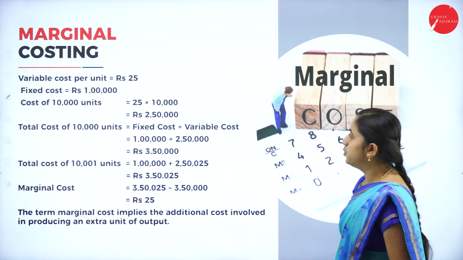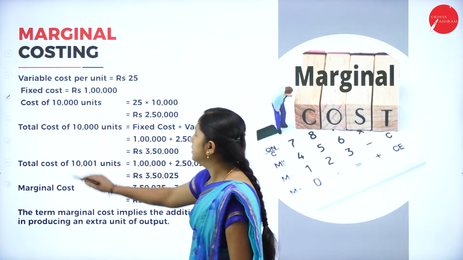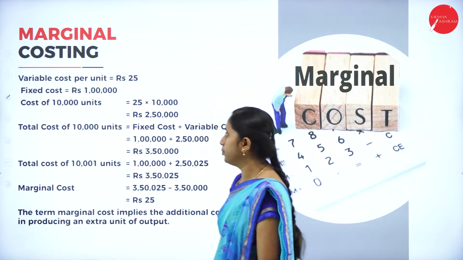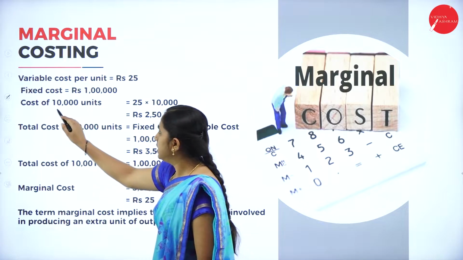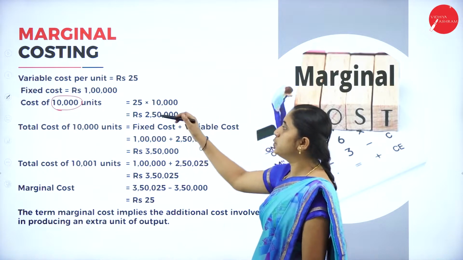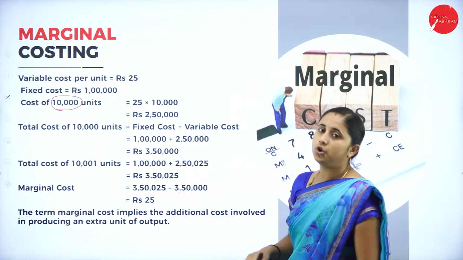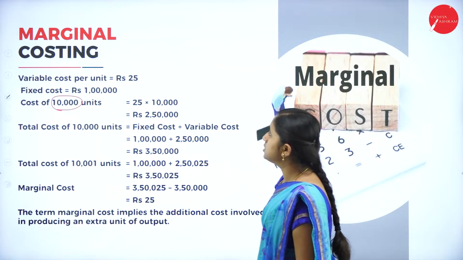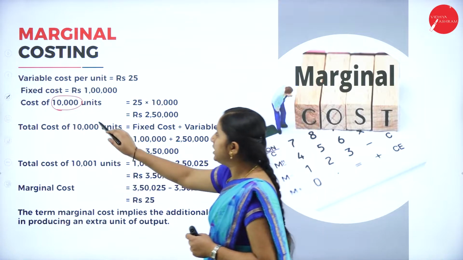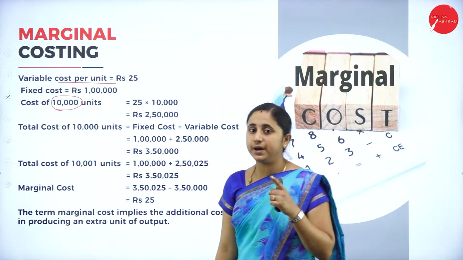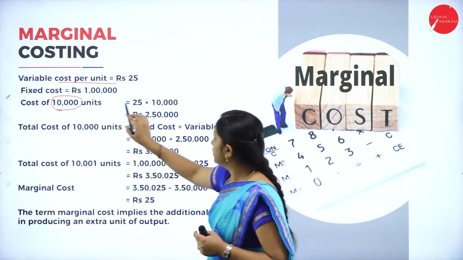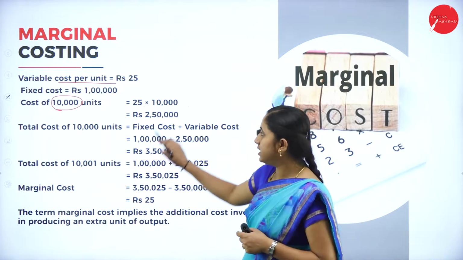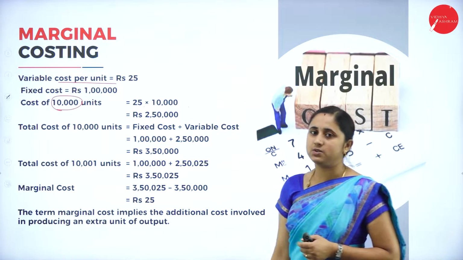It can be explained through one simple problem. Here the variable cost per unit is 25 rupees. The fixed cost is 1 lakh rupees. So now if you are producing 10,000 units, you need to calculate the total cost. Total cost is equal to variable cost plus fixed cost. Here variable cost is 25 rupees per unit. So you are producing 10,000 units. 25 into 10,000 is 2,50,000. 2,50,000 is the variable cost for the 10,000 units.